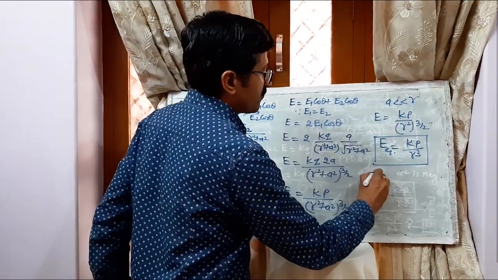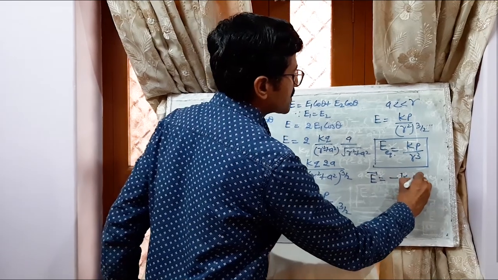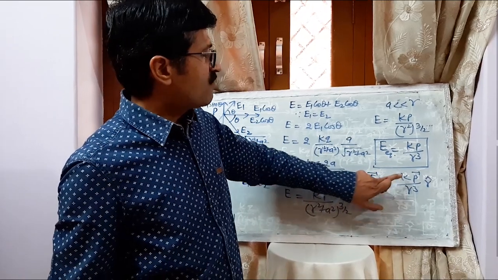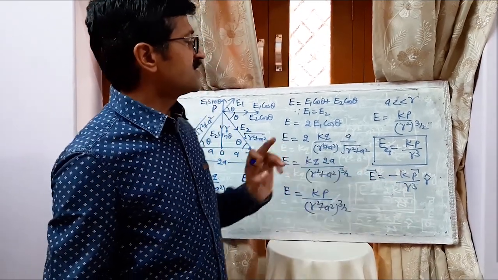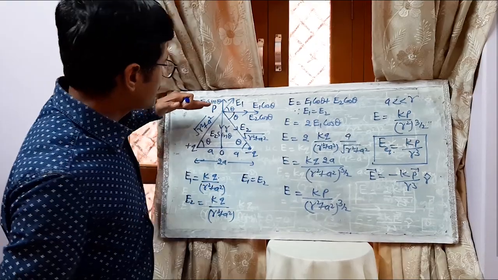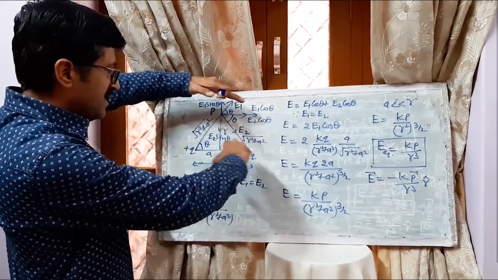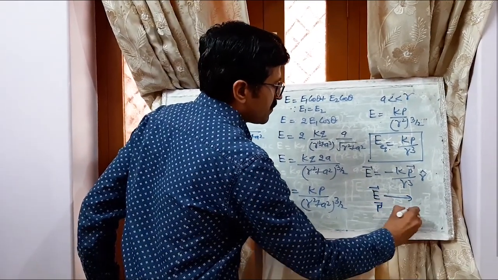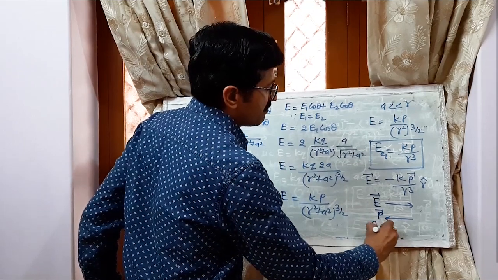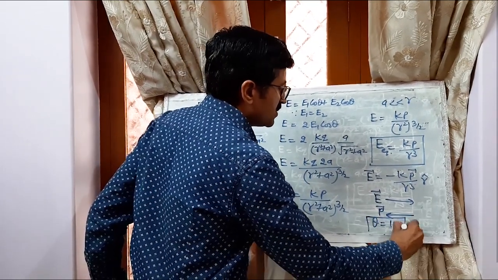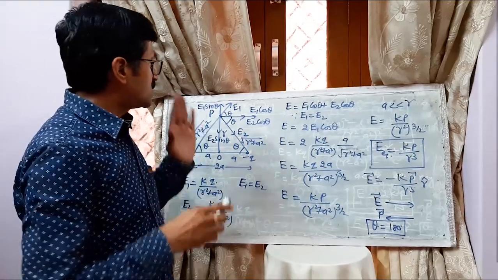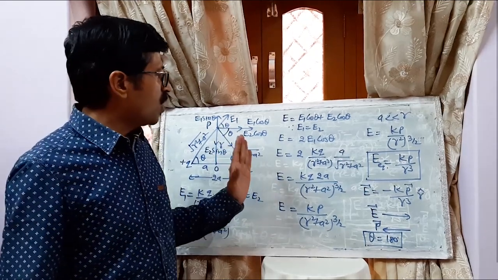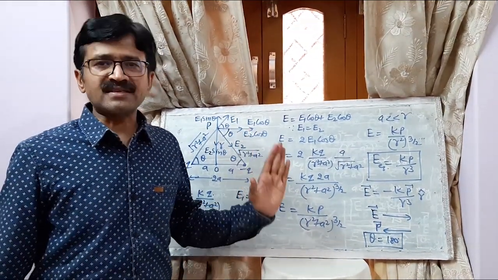Now, what about vector form? E vector will be minus kp vector upon r cube r cap. Question arises, why is the negative sign there? The reason is, the resultant electric field intensity is in this direction and dipole moment is in this direction. These are opposite. E vector is in this direction and P vector exactly opposite. So the angle between them will be 180 degrees. So this is about electric field intensity due to an electric dipole on its equatorial axis.